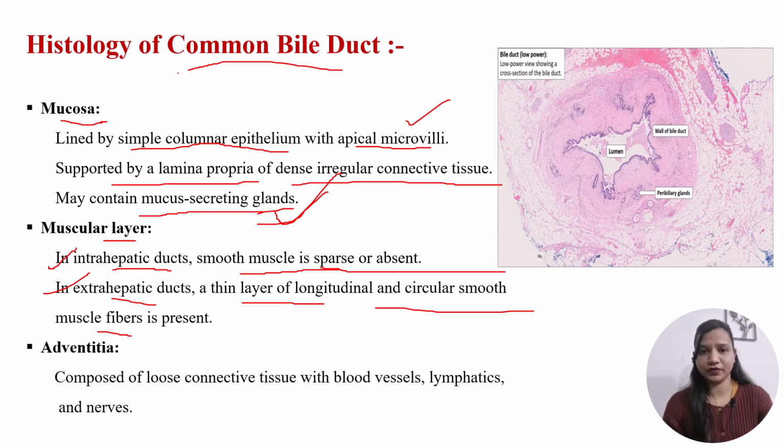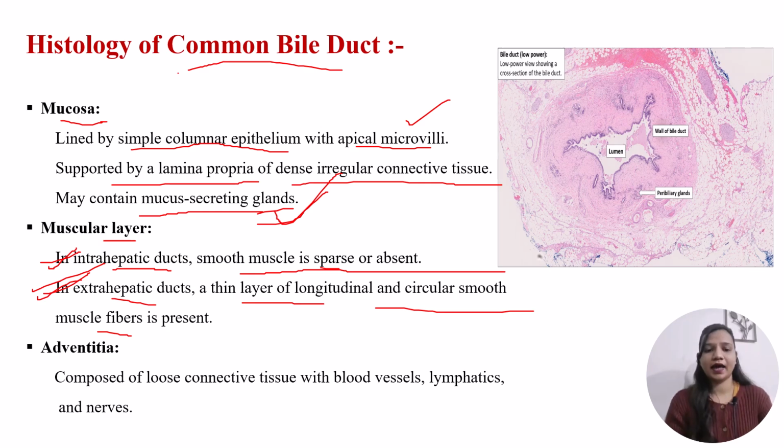to control the flow of the bile, or to perform the peristalsis movement of the bile duct, there is a need of smooth muscle fiber. So in the intrahepatic duct, as there is the passive flow of bile and no need of regulation, the smooth muscle fibers are not present there. But in the extrahepatic duct, the smooth muscle fibers are present, because there is a need to control and regulate the flow of bile. So to control the flow and also to perform peristalsis, the smooth muscle fibers are present in the extrahepatic duct.